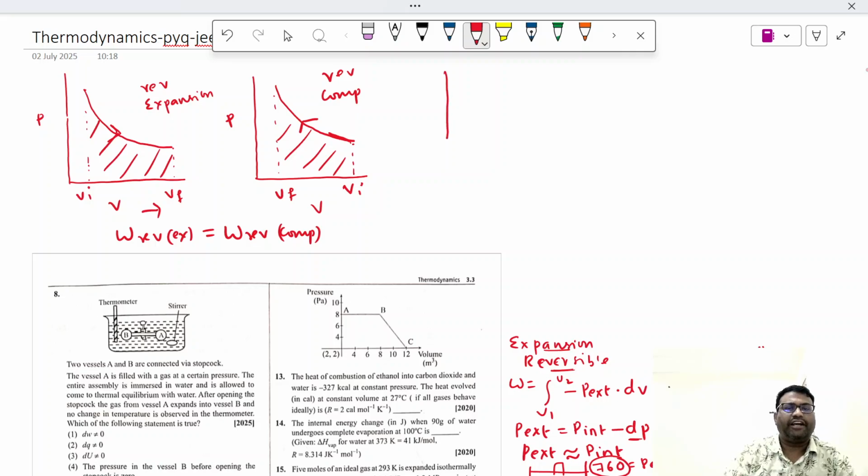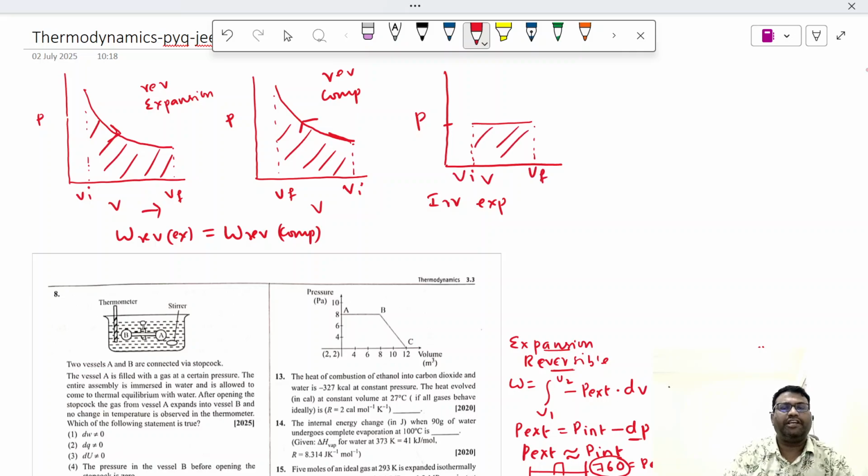When you draw the PV graph for irreversible expansion, that means internal pressure is more, external pressure is less. So when external pressure is less, this will be the graph. V initial, V final. V initial, V final. Okay, this will be the area under the graph.